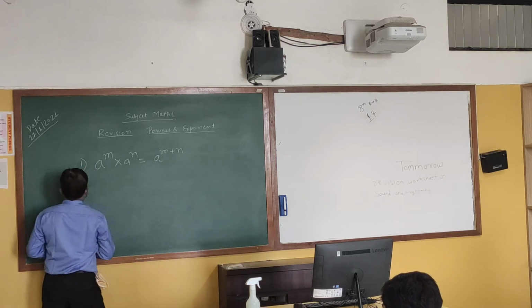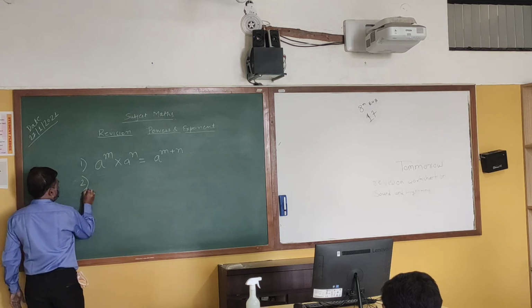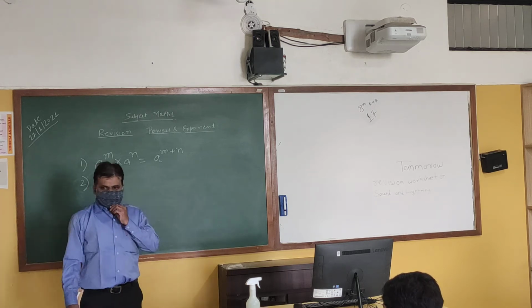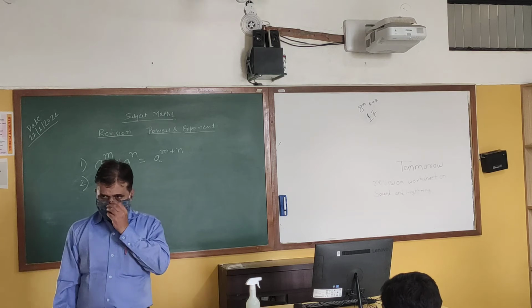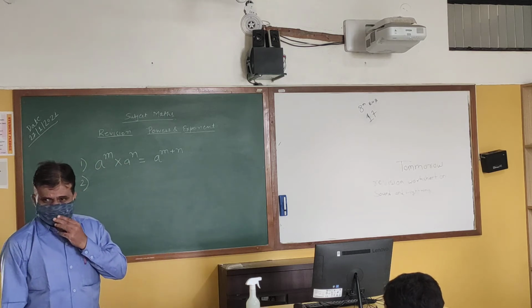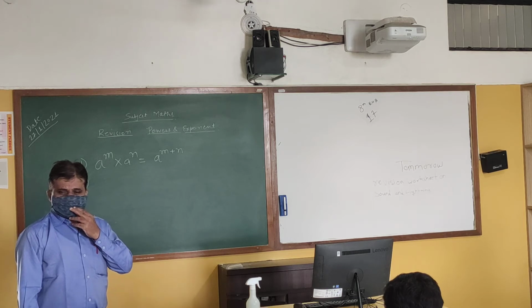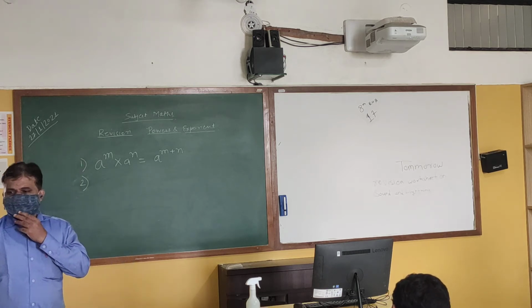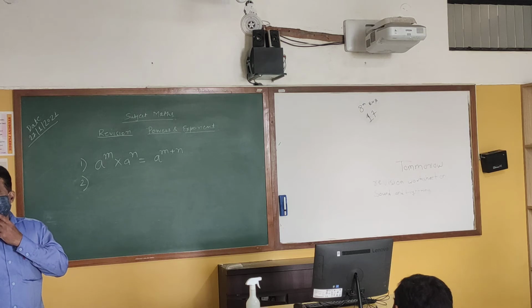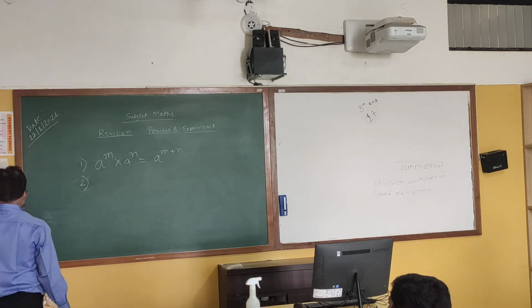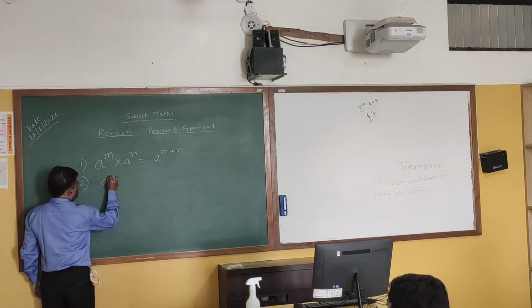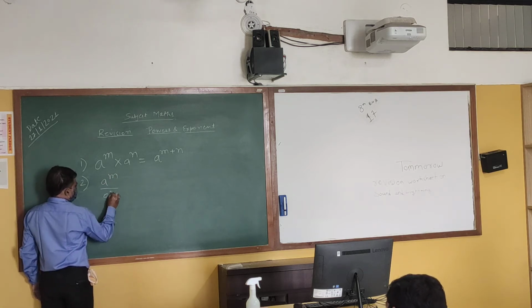Now come to the second rule. Clear? What is it? Can you tell? a raised to power m divided by a raised to power n is equal to a raised to power m minus n. Plus, minus. a raised to power m divided by a raised to power n.